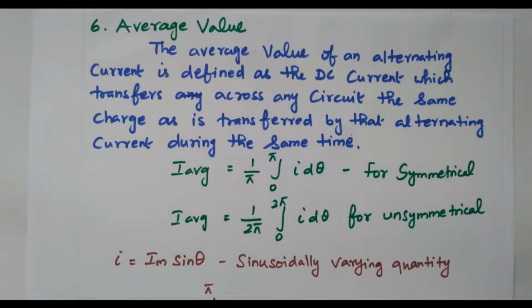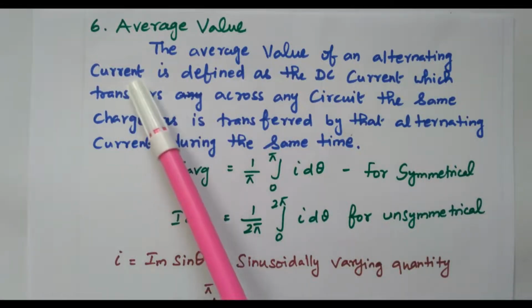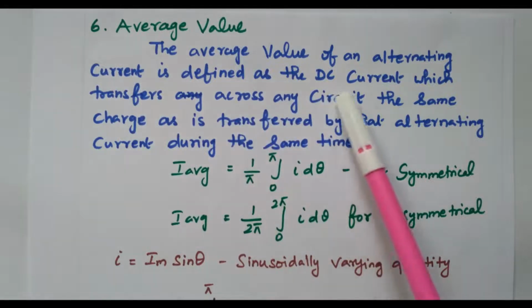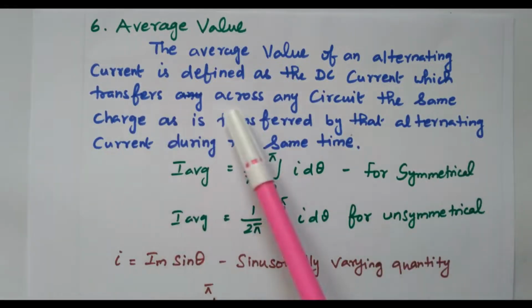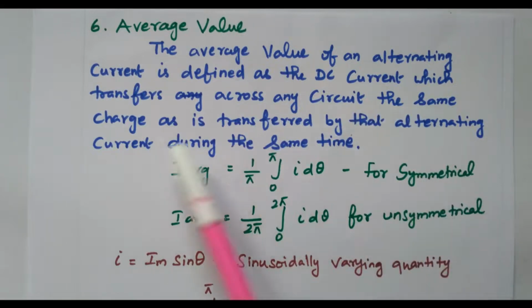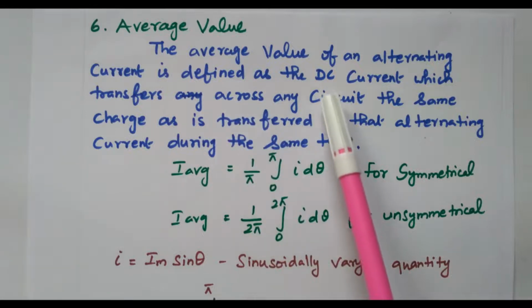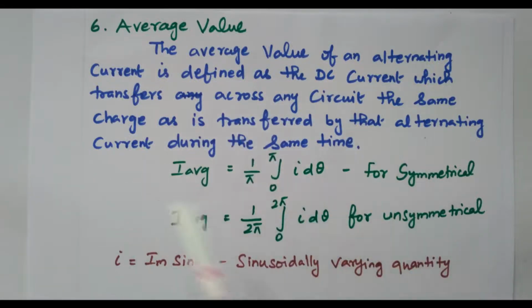If you add all the individual values, that will give the average value. That is in general. In case of alternating, what is the meaning? The average value of an alternating current, here we refer to the current, is defined as the DC current which transfers across any circuit the same charge that is transferred by alternating current during the same time. So the average value in general is nothing but adding all the values and dividing by the total, which gives the average value. Similarly here also, but the definition is DC current to alternating current.